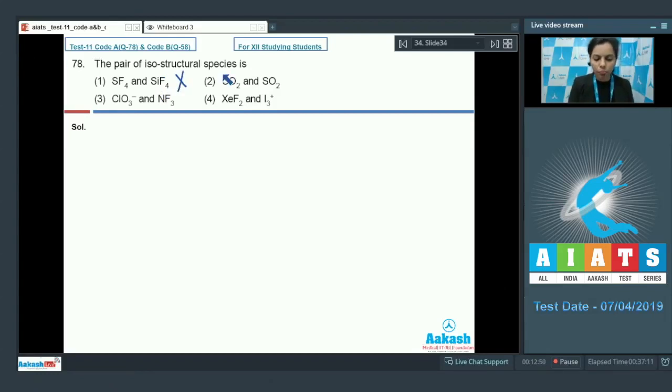After that, the next one, CO2. CO2 is a linear molecule with sp hybridization of carbon. Further, SO2, this is a bent molecule, we know that. So that's why these two are not isostructural.